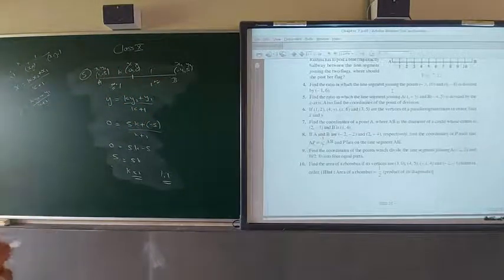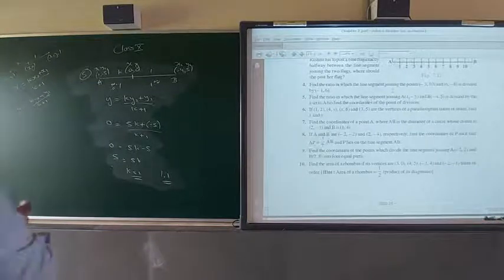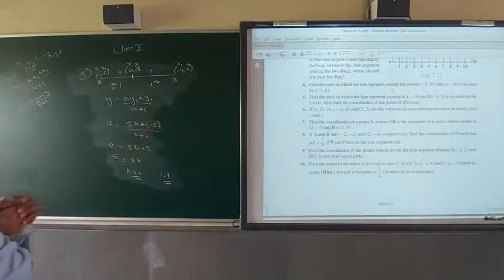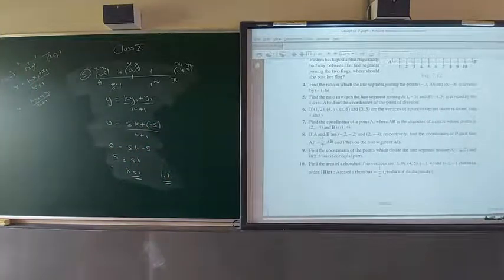X is equal to (m1 x2 plus m2 x1) upon (m1 plus m2), because now we have the ratio, m1 and m2. So directly you can find the value of x, and y is 0 only. So the fifth one you can do this way.